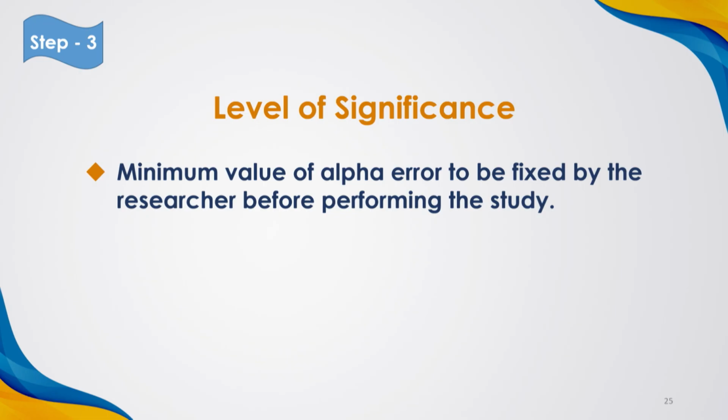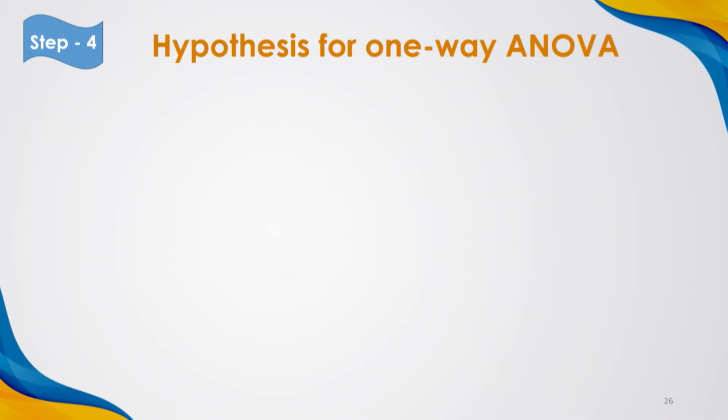So, next we will fix the level of significance. Recall that the level of significance is nothing but the maximum value of alpha error to be fixed by the researcher before performing the study. Usually it is fixed at 5%, that is, our alpha level is 0.05.